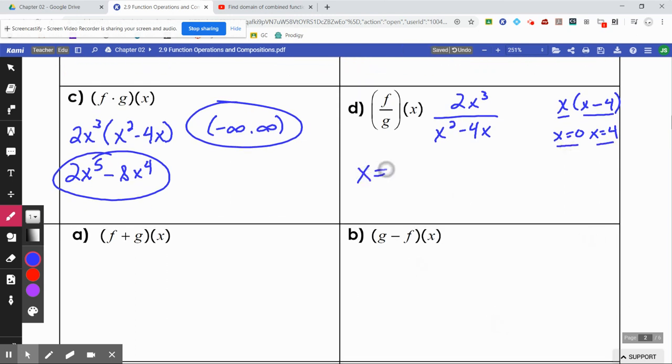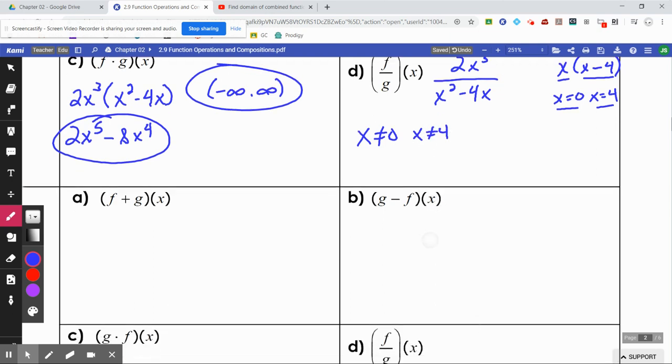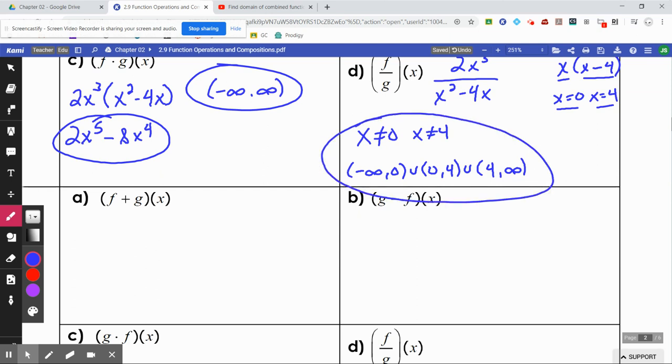So I can either say x is not 0 and x is not 4, or I can say x is all things from negative infinity up to 0, or anything from 0 to 4, or anything from 4 to infinity. You can write your domain in either way.